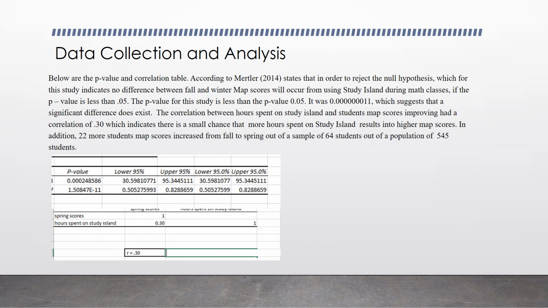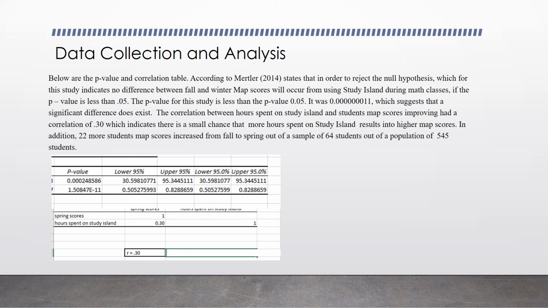Here is my data collection and analysis. I included a p-value table and a correlation table, and my p-value was very, very low. It was less than 0.05, which indicates that the growth that was shown did not happen by chance.